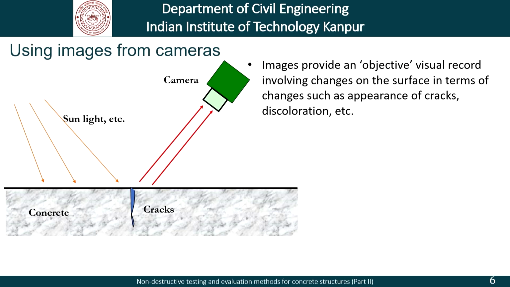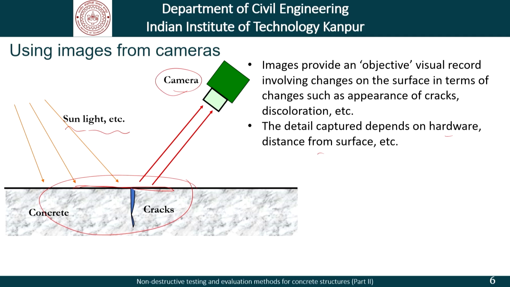So moving on, how do we use cameras? Images provide an objective visual record involving changes on the surface, in terms of appearance, discoloration, cracks, etc. So what we have is sunlight or some kind of illuminating source falling upon the concrete surface, and this surface is captured using a camera. The advantage of the system is that depending on details such as the hardware used or the distance from the surface, different types of details can be collected.